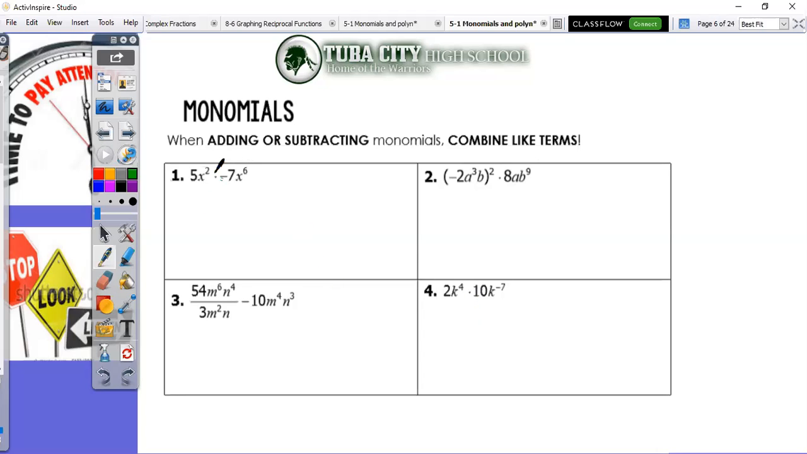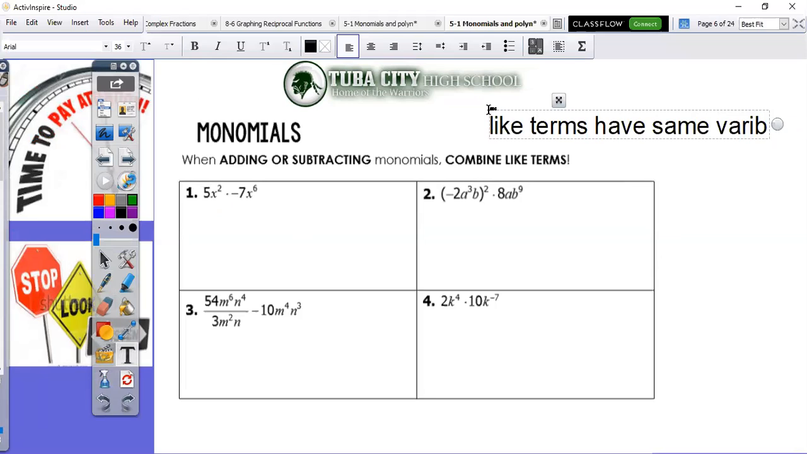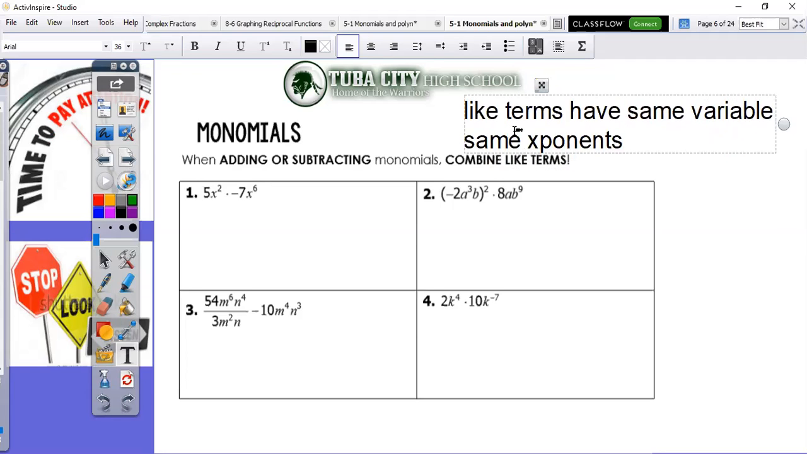Anyway, let's go ahead and go to this, where we are going to be using the properties. So when adding or subtracting, combine them as they are like terms. So don't forget, like terms have the same variable and they also have the same exponents. So like terms have the same variable and the same exponents.